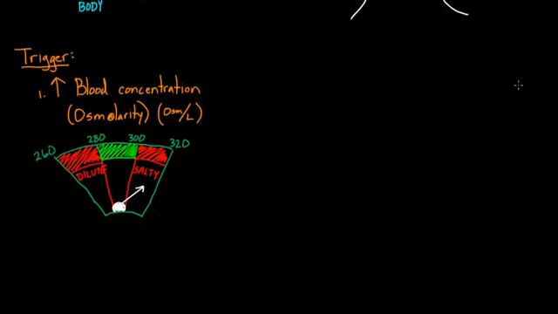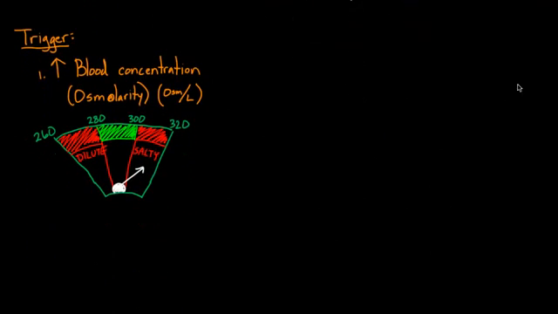Okay. So now, what's the second trigger? What's another reason why we might release ADH? Low blood volume. Low blood volume. Think about that for a second. How in the world would your body even know that the blood volume is too low?